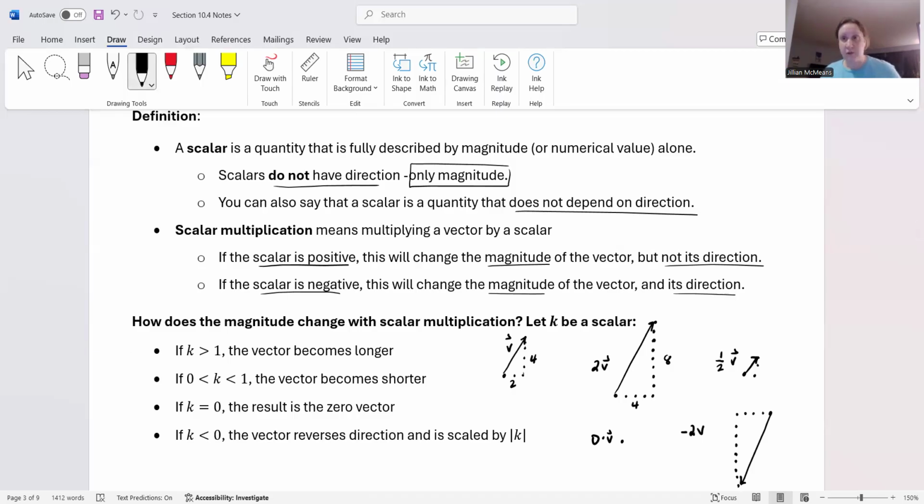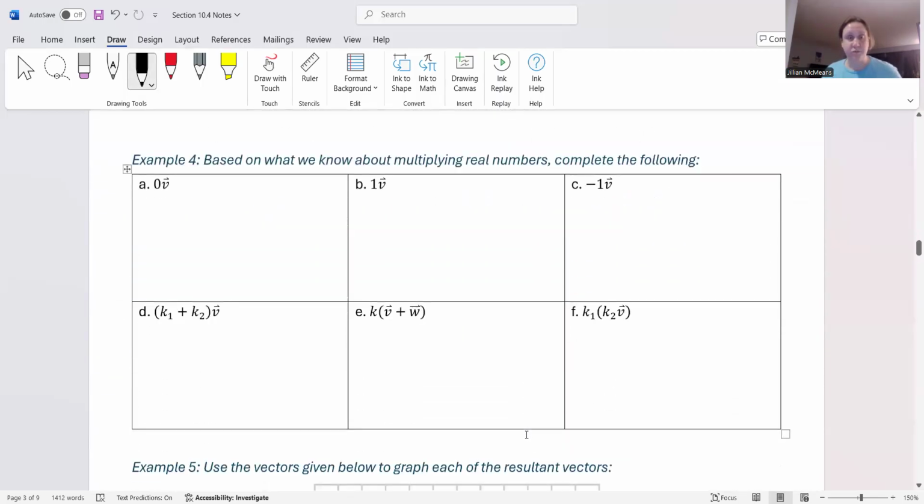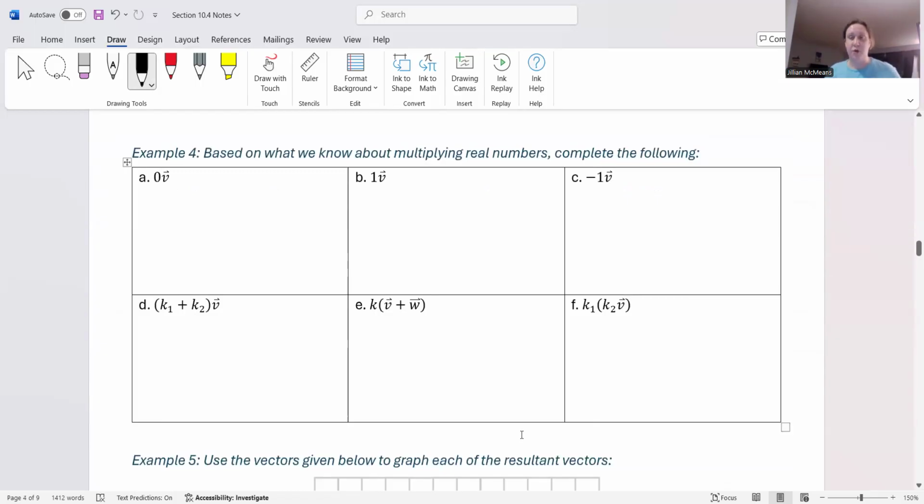Okay, so let's look at a few examples. This is kind of like properties. Based on what we know about multiplying real numbers, complete the following. Okay, well, if we have 0 times vector v, we already know from previous properties that we just get the 0 vector. So remember, the 0 vector has a magnitude of 0 and no defined direction.